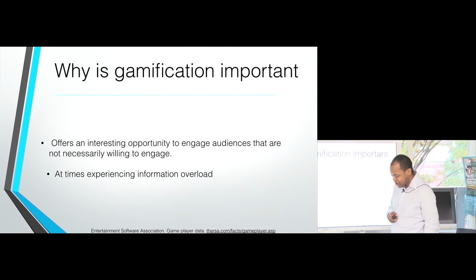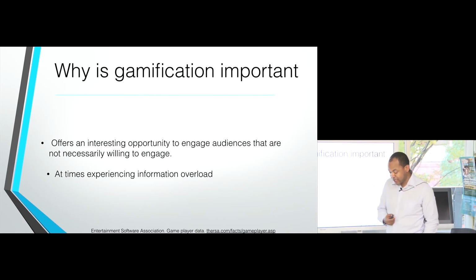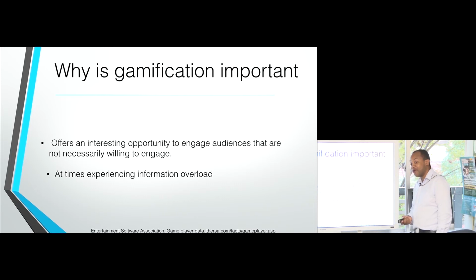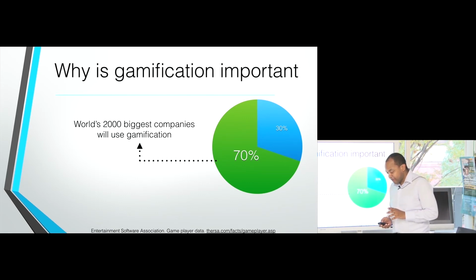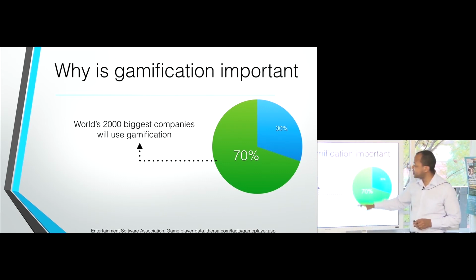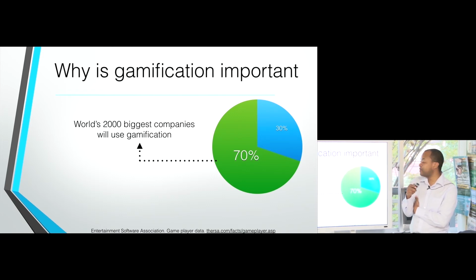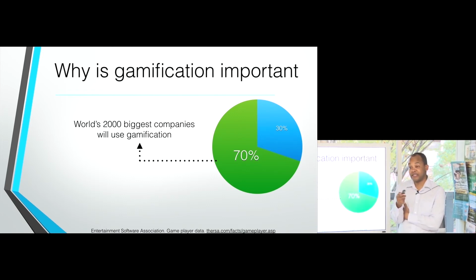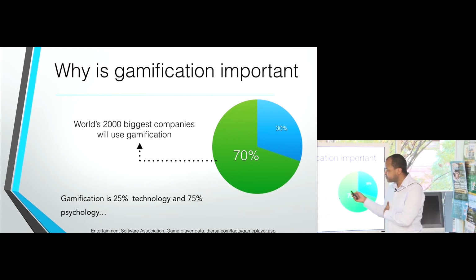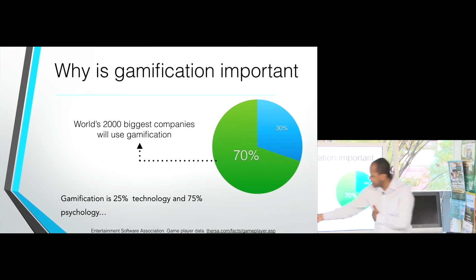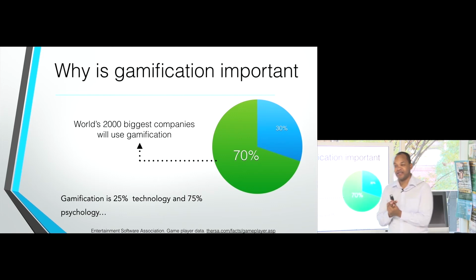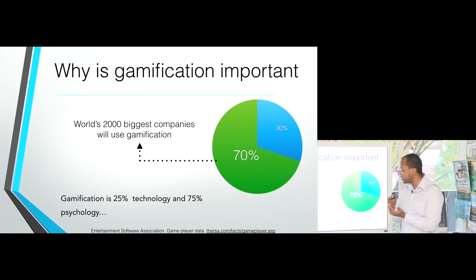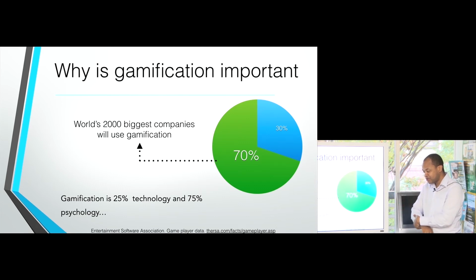So gamification offers an interesting opportunity to engage audiences that are not necessarily willing to be engaged, at times experiencing information overload, like we saw in one of the first slides that I gave. You can check out this website. They say that 70% of the world's 2,000 biggest companies will use gamification by 2019. Unfortunately, gamification is only 25% technology, and the rest, 75%, is more behavior and psychology based. And gamification is applied to more than just health.